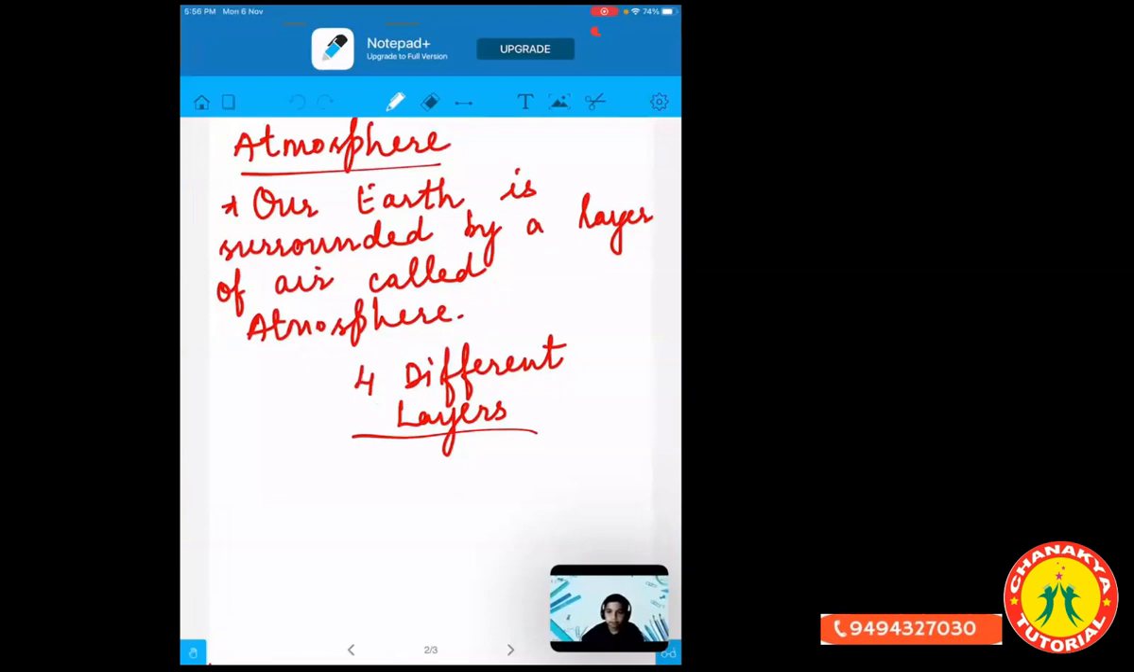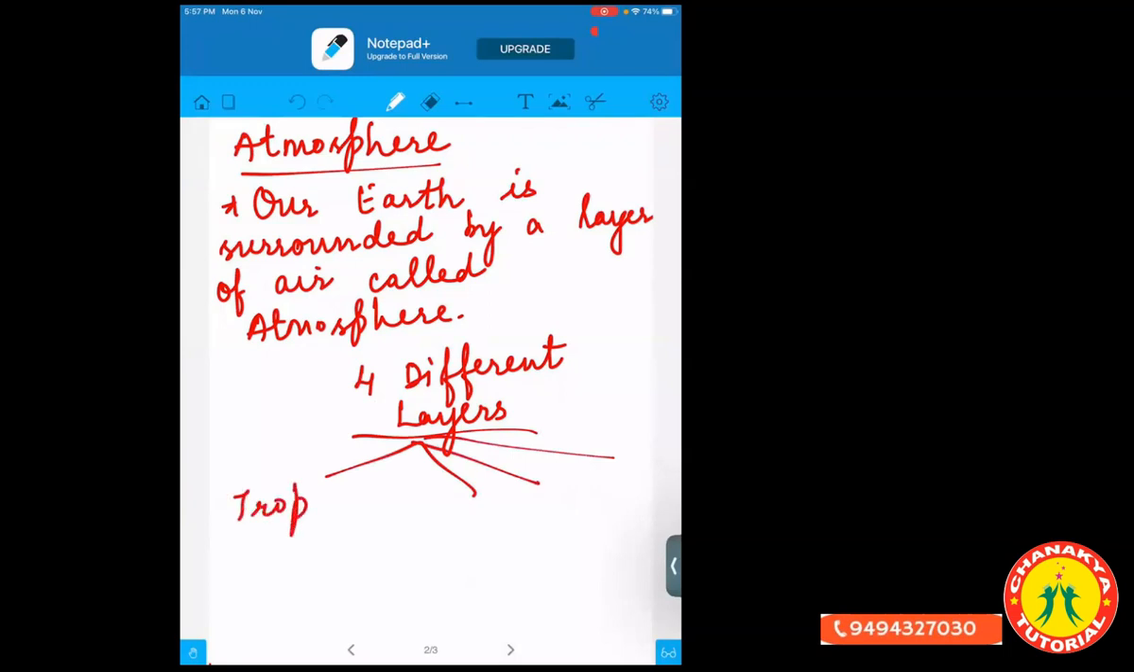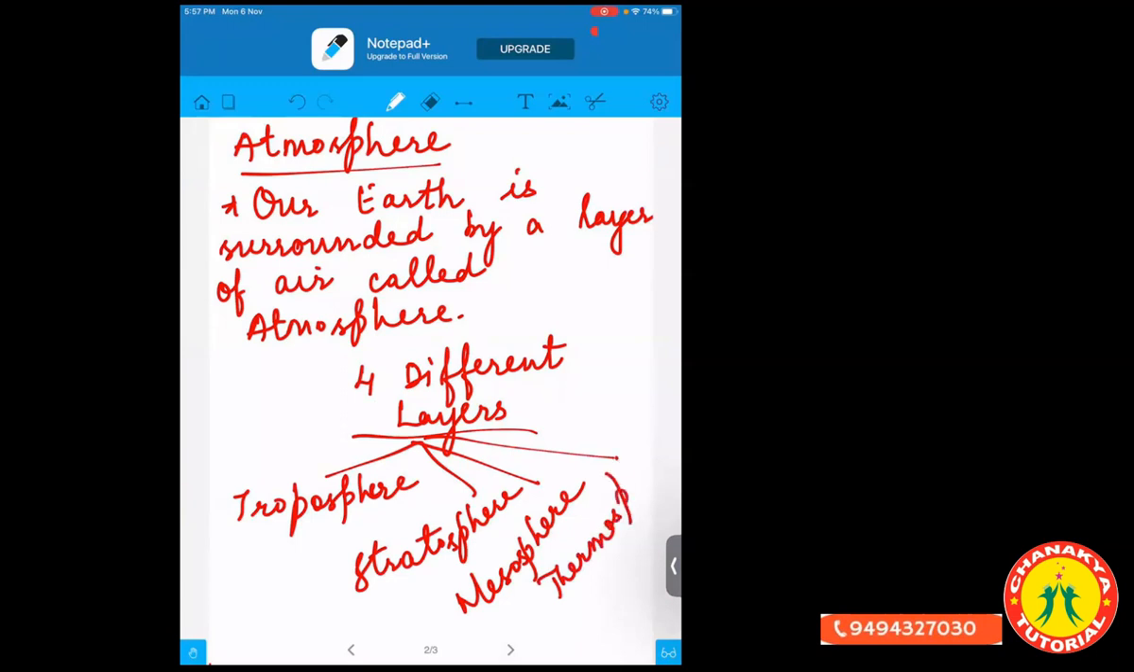So four different layers are there for the atmosphere. We'll start with the first one. The first layer of the atmosphere is called troposphere. The second layer is called stratosphere. The third layer is called mesosphere. So troposphere, stratosphere, mesosphere, and the last one is called thermosphere.